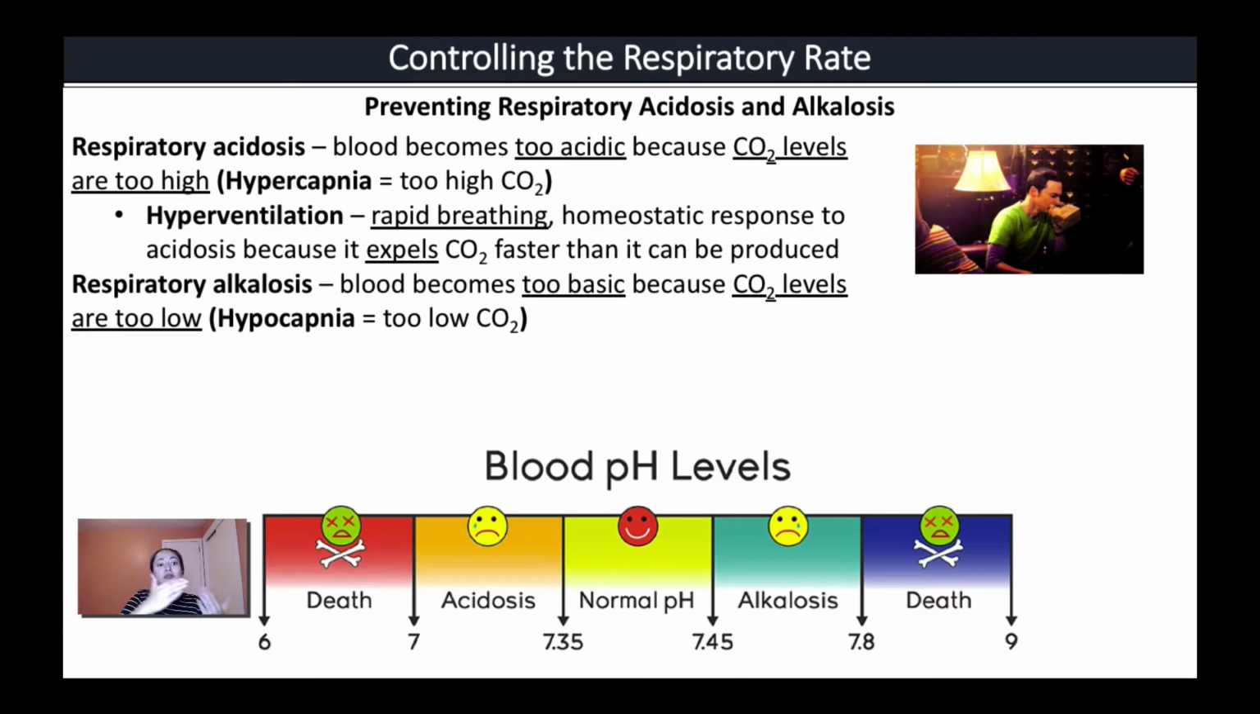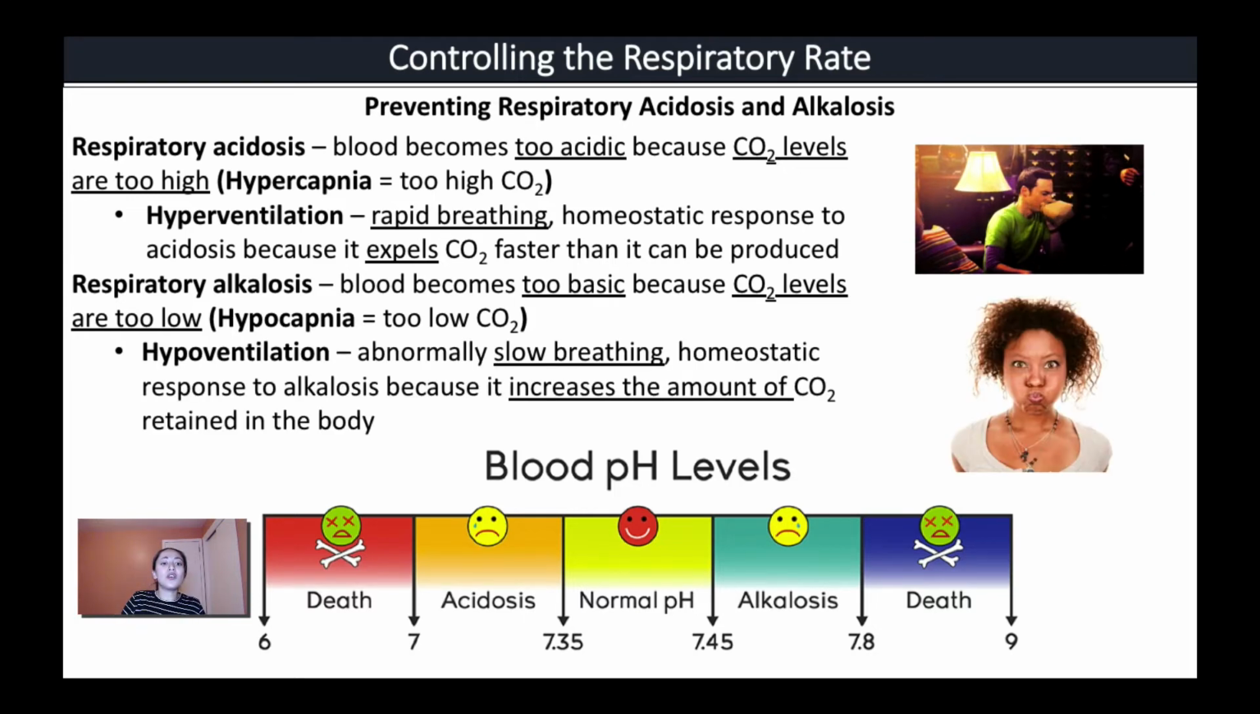If you're suffering from respiratory alkalosis, this means, again, your blood's too basic. You must have too low carbon dioxide levels. One thing you can do is to slow down your breathing rate. For example, if you hold your breath, you're actually going to increase the amount of carbon dioxide in your body, because when you're holding your breath, your body's still producing carbon dioxide waste, but you're not expelling it, right? So you're just building up the amount of carbon dioxide in your body.